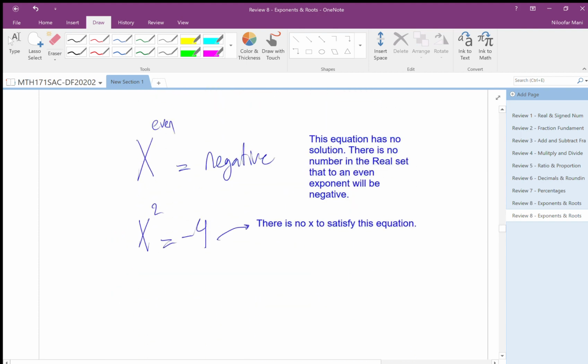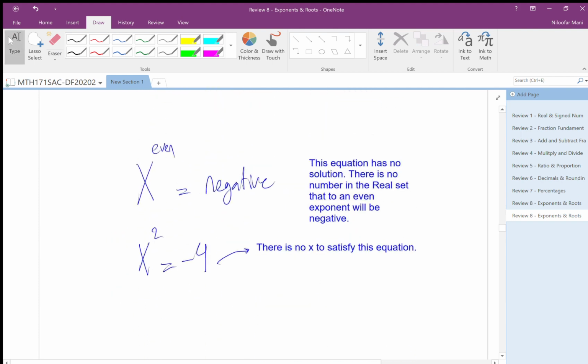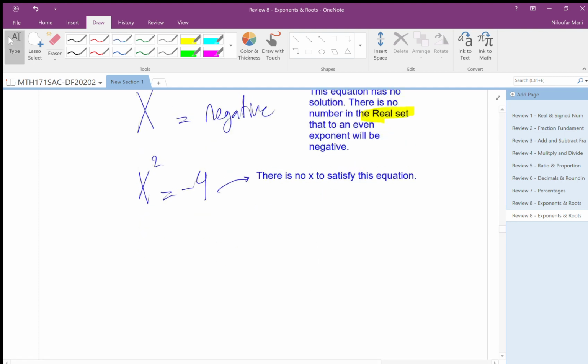How about if I have x power 2 equal to a negative? It doesn't exist. I don't have any x in the real number set, but remember, in imaginary numbers, yes, I do. Here I can say x squared is minus 4. So x is plus minus radical minus 4, which is plus minus radical 4 times radical minus 1. I'm sorry.